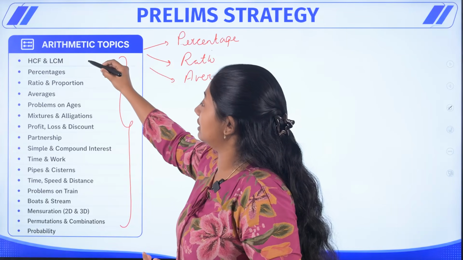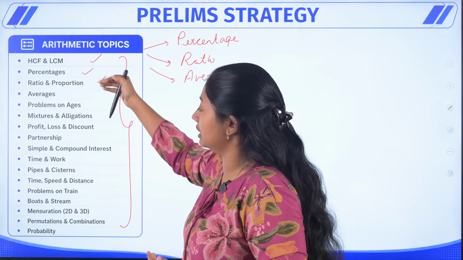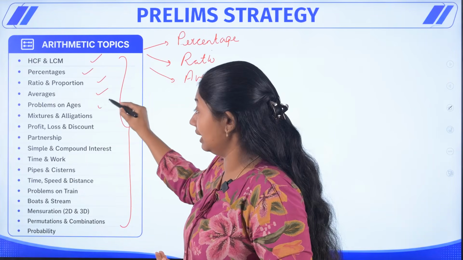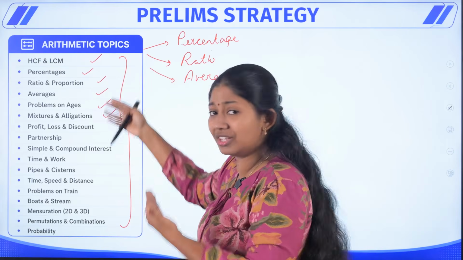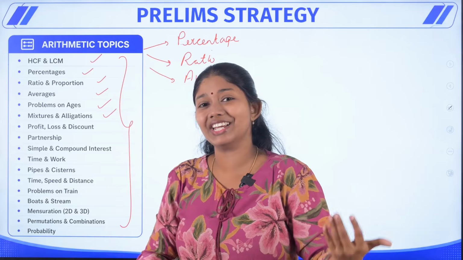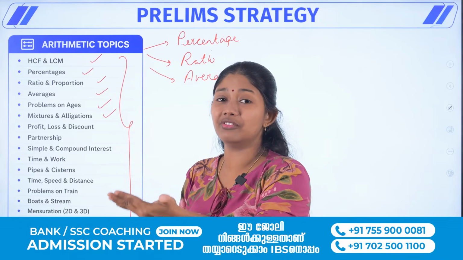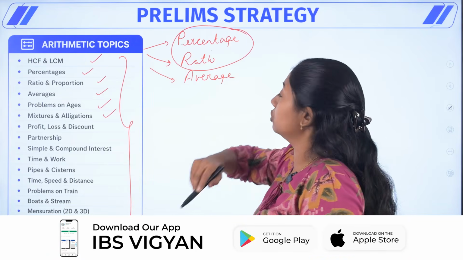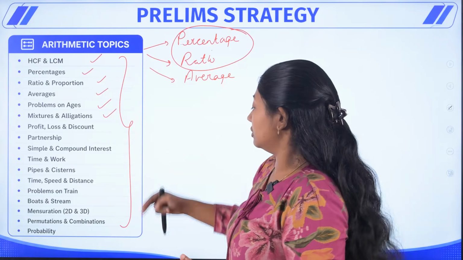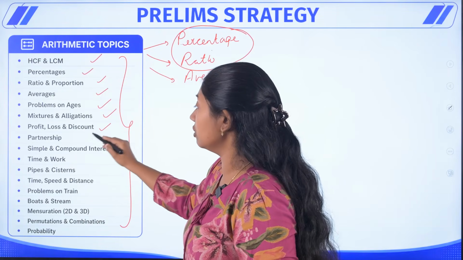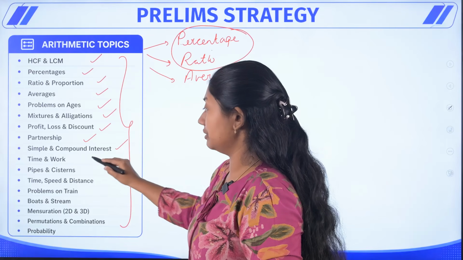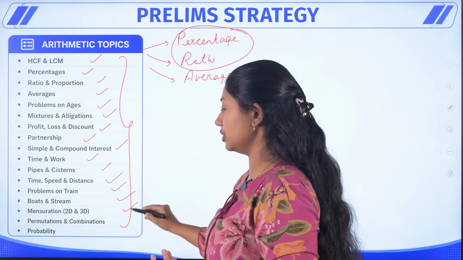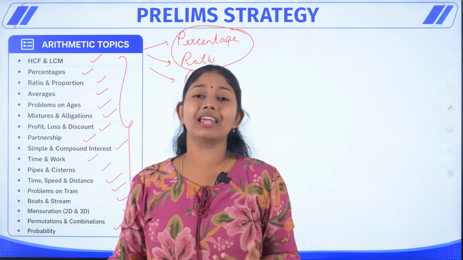You can see first HCF and LCM, then you have the percentage, ratio, in that hierarchical order only I have mentioned. Then you have the average, application of ratio, you can find it in ages, in the same way mixture and alligation, everything. All the shortcuts are related to percentage, and percentage you can convert to ratio, everything, it's interrelated. So if you know these 2 topics, you can be good at all the arithmetic topics. Then you have the profit and loss, partnership, compound interest, time and work, pipe and cistern, time, speed and distance, problems on train, boat and stream, mensuration, probability, permutation. So these are the arithmetic topics.